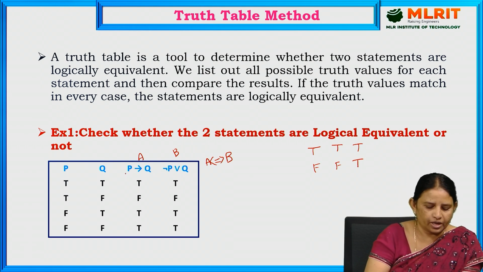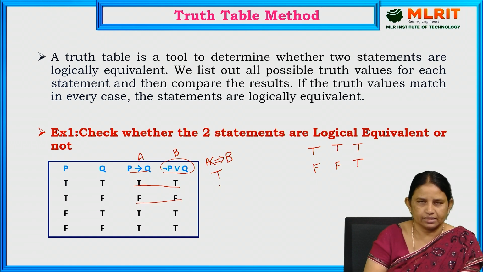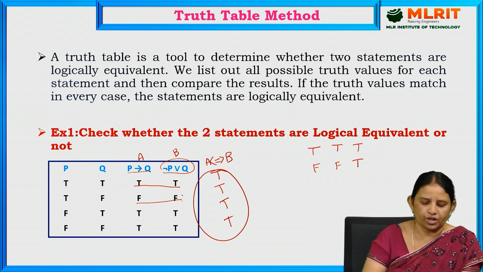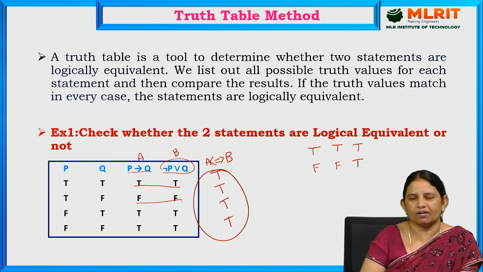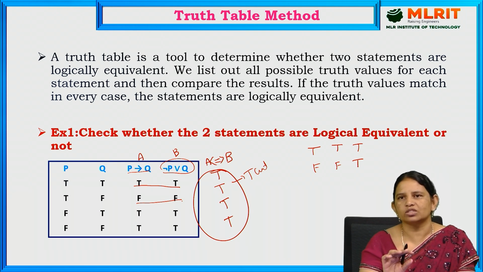So, A is P or Q, and B is P implies Q. True, true returns true. False, false returns true. True, true returns true. The final column of the truth table for the equivalence is a tautology. That is the second condition to verify whether the two propositions are logically equivalent or not.